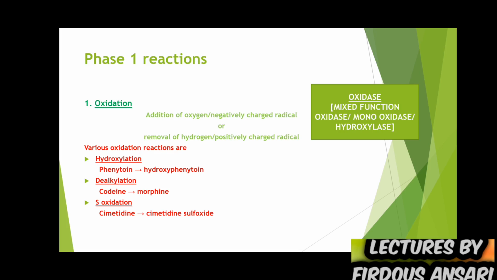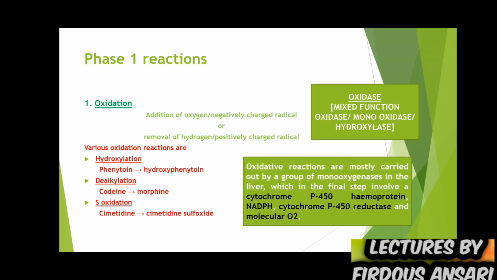Plus one more thing that you should know is oxidation reactions are mostly carried out by a group of monooxygenases in the liver, which involve cytochrome P450 hemoprotein, NADPH, cytochrome P450 reductase and molecular oxygen. More than 100 cytochrome P450 isoenzymes differing in their affinity for various substrates have been identified. So this all was regarding the oxidation reaction.